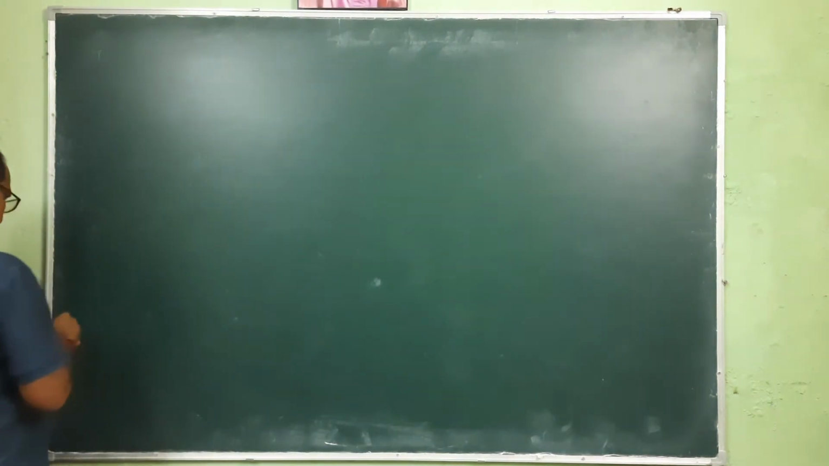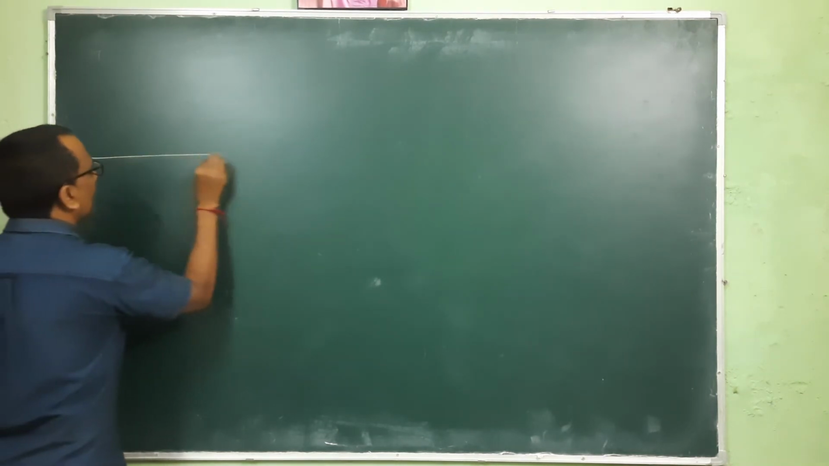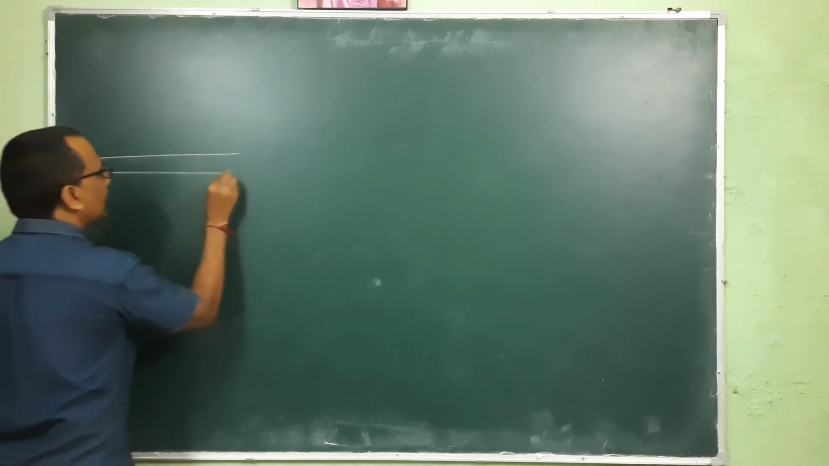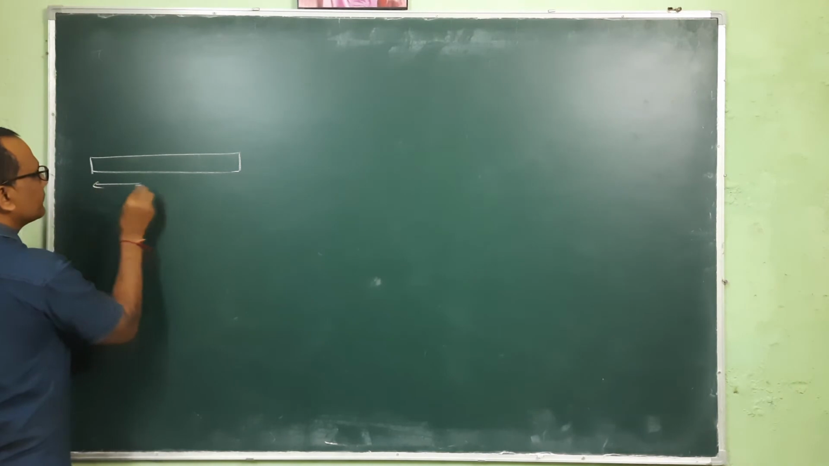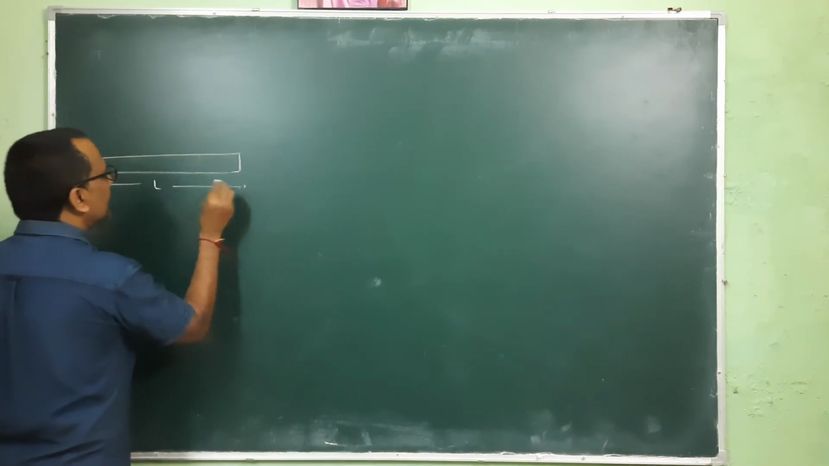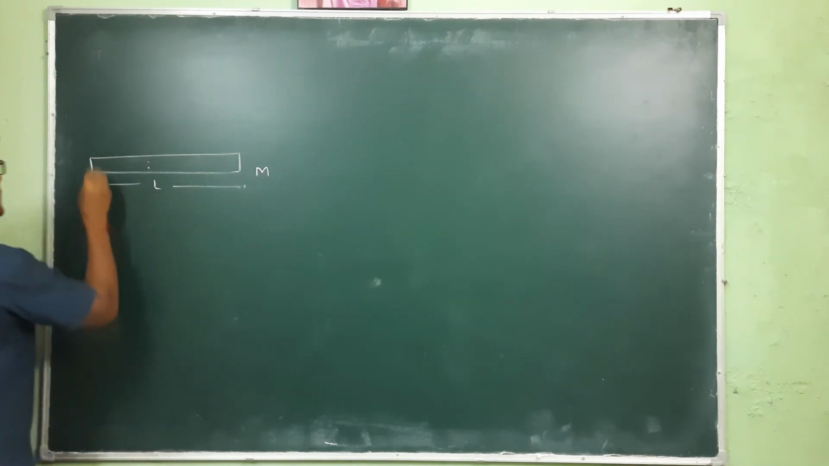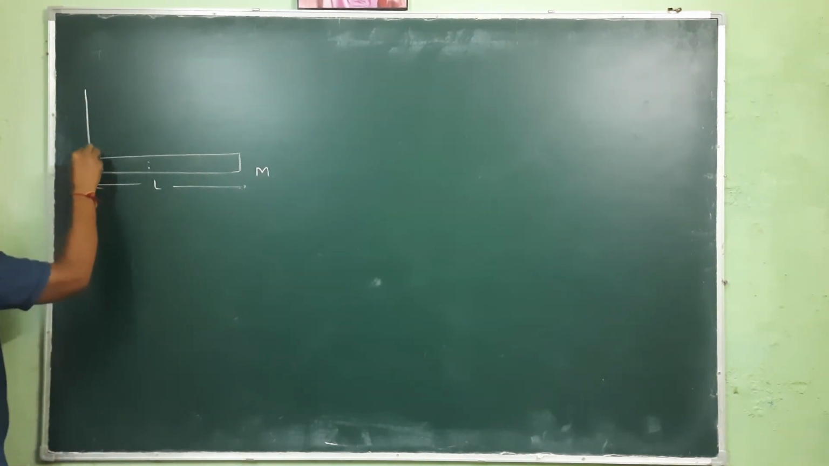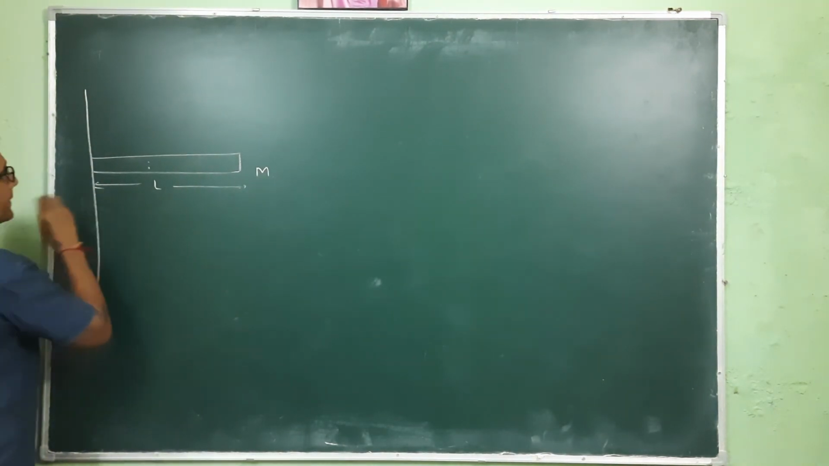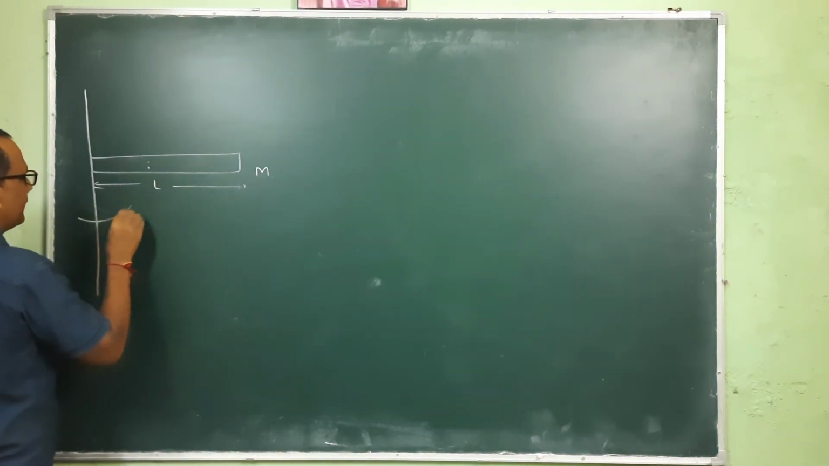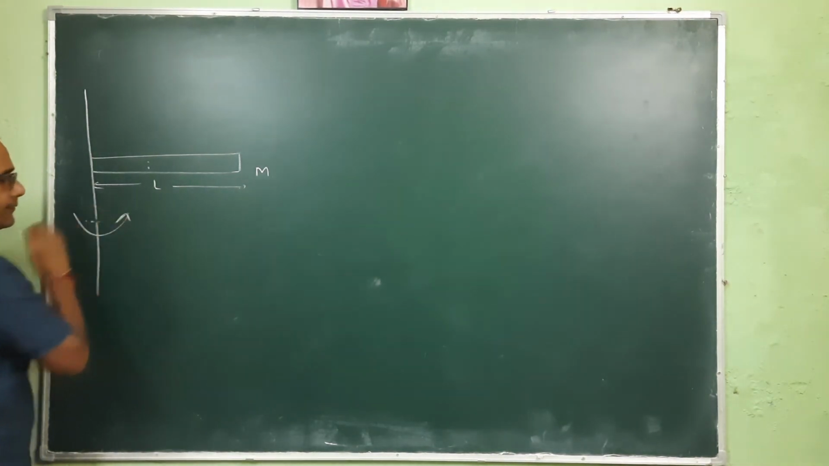So if this is a rod of length L and mass M, the axis is somewhere here. This is that axis. This rod is rotating along this axis.